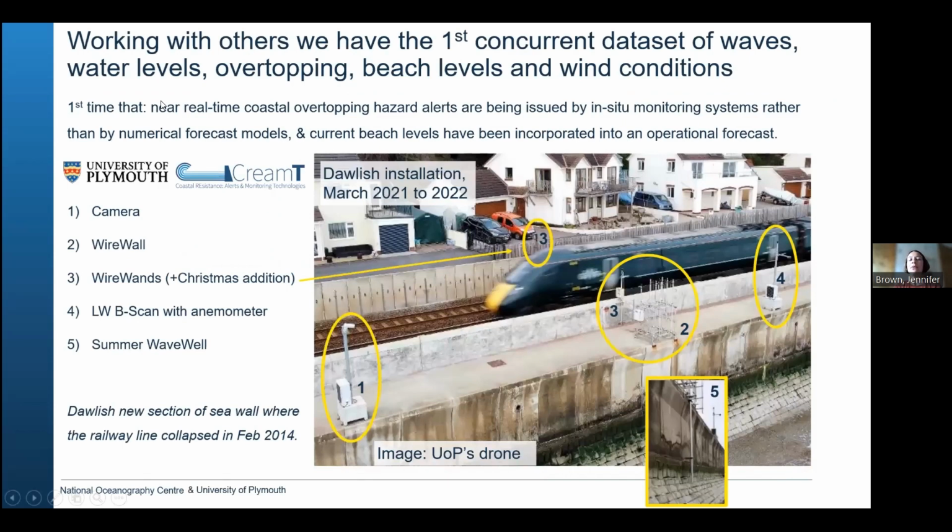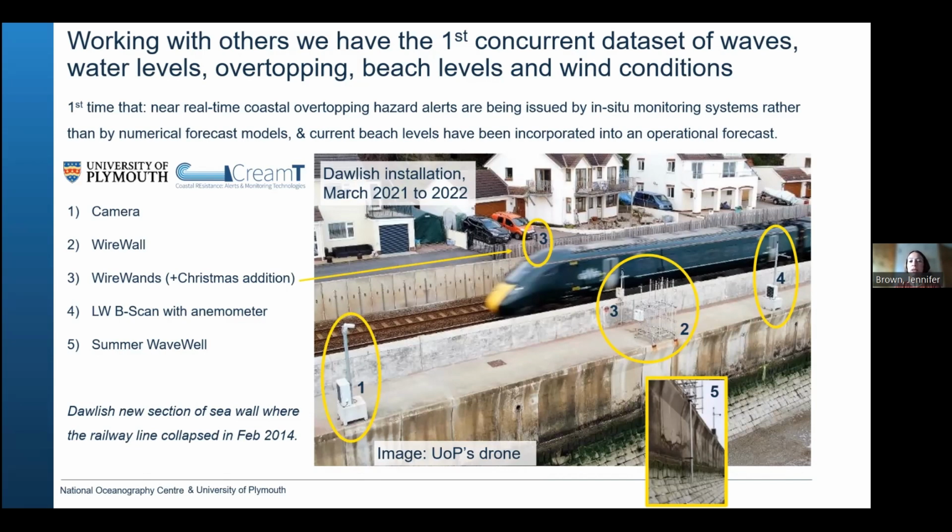So now we've got a system that we can install. We've started working with others, and we're trying to collect data of the overtopping along with beach levels, along with the weather conditions, to understand how all of the different processes interact. So during 2021 to 2022, we had a set of systems installed along the Dawlish railway line with the University of Plymouth. And between us, we collected concurrent information over that annual period. So in the photo, starting with the number 1 circled in yellow, we have a camera system that's overlooking everything.